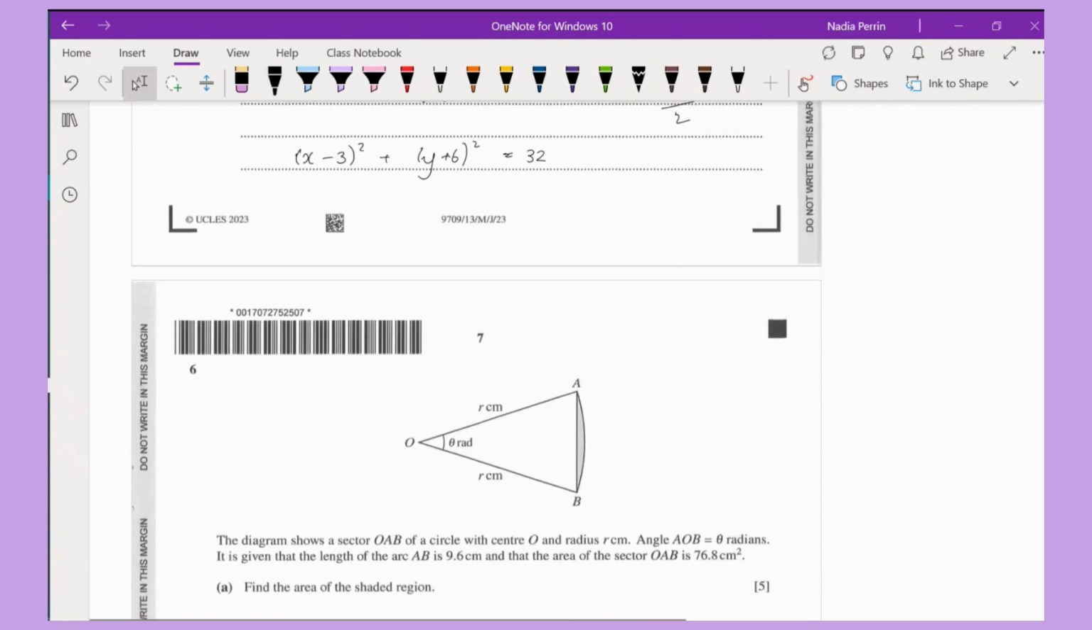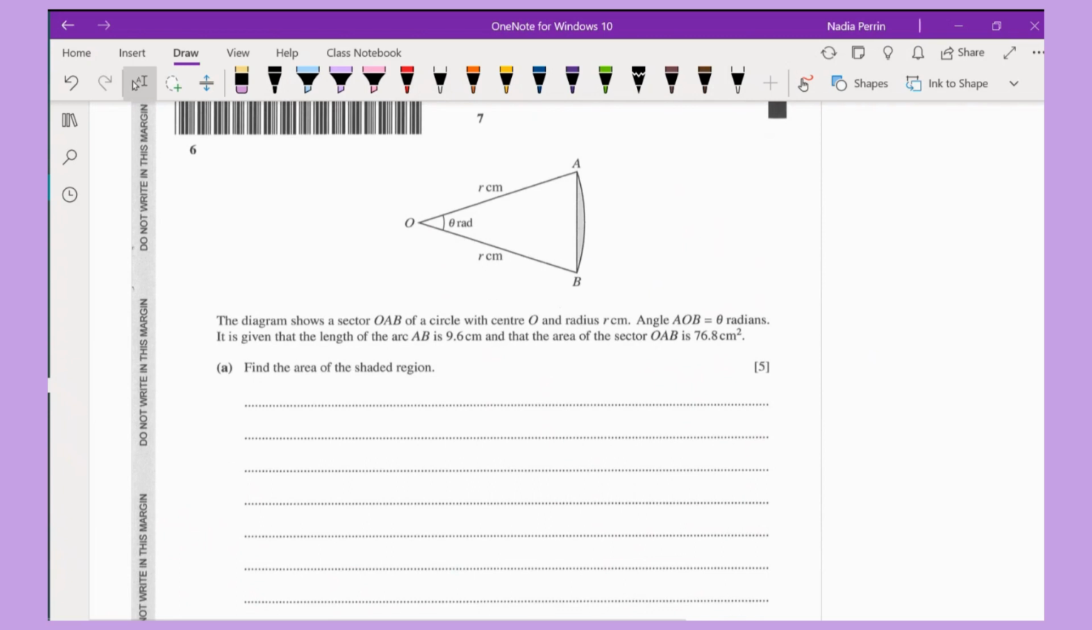Again, I thought they were a bit mean on the amount of room. Right, the next one. They told us the length of the arc here. So this arc is 9.6, and they also told us the area of the whole sector. So the sector, like the pizza slice, is 76.8. So first of all, just writing those down.